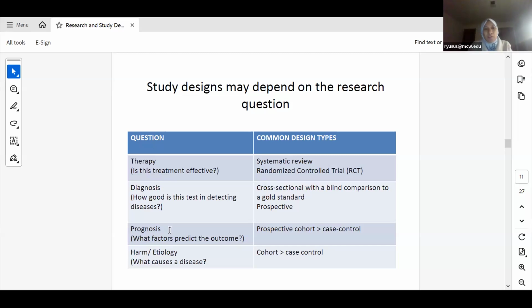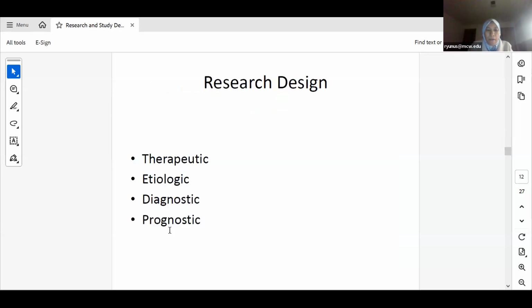Okay, so this is the first thing that I want you to understand, that your study design will very much depend on your research question or the goal of your study.